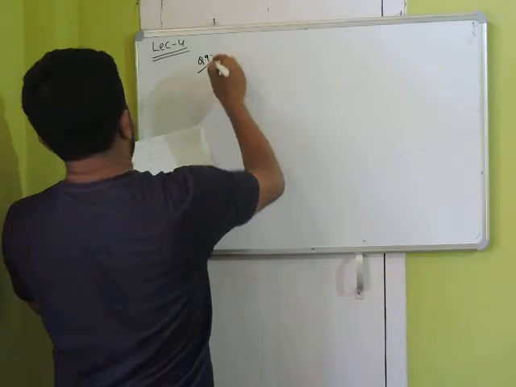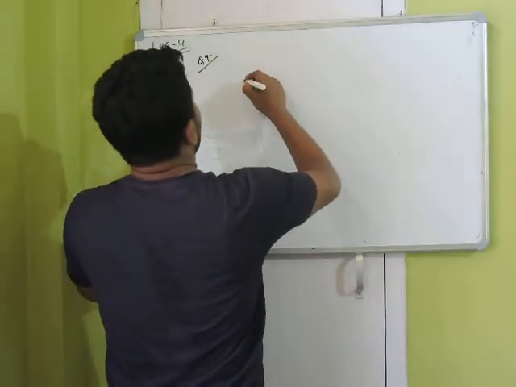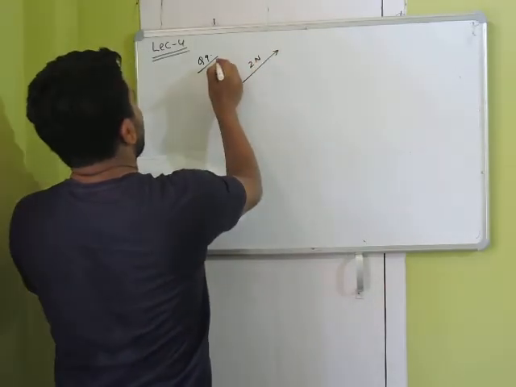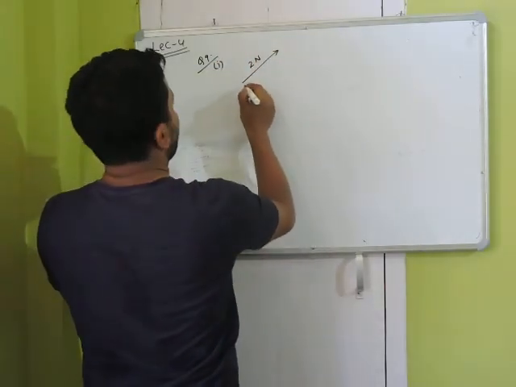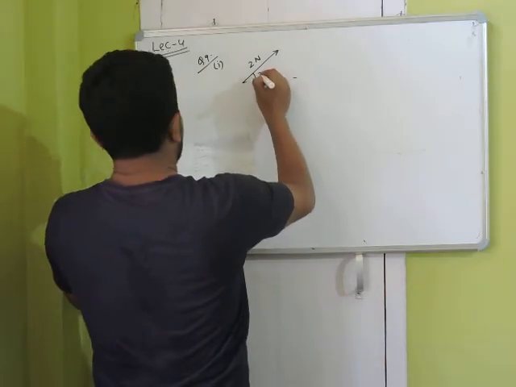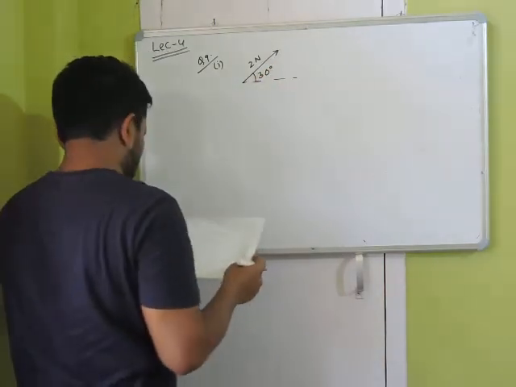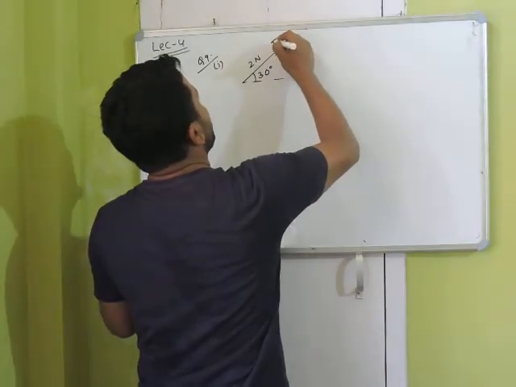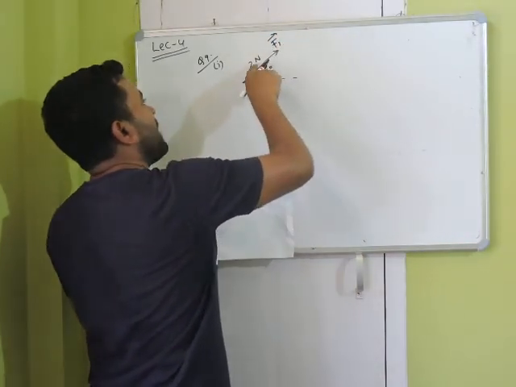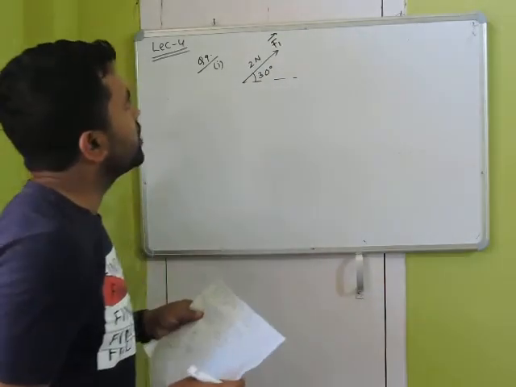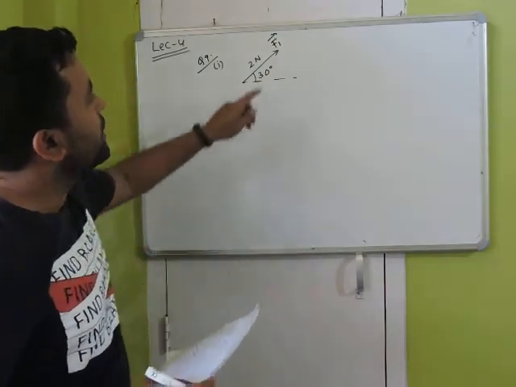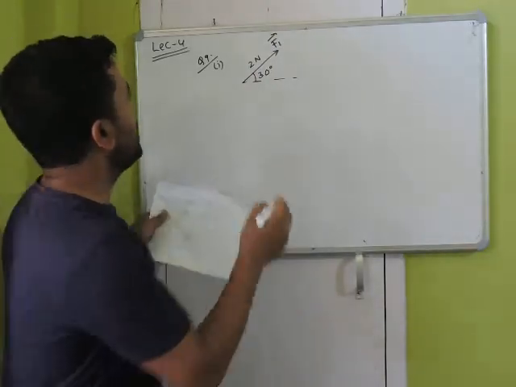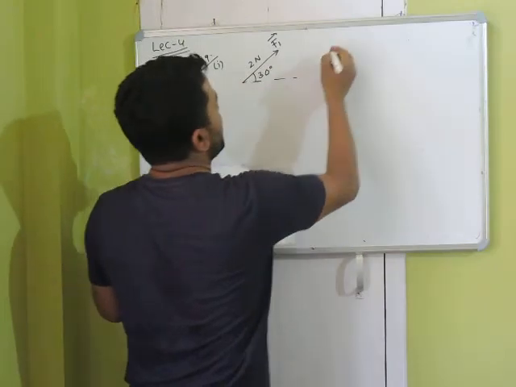Question 9 says, suppose you have been given, this is the first part of question 9, a 2 Newton force acting at an angle of 30 degrees. Suppose force F1, the magnitude of F1 is 2 Newton. The question is, write F1 in terms of its components.